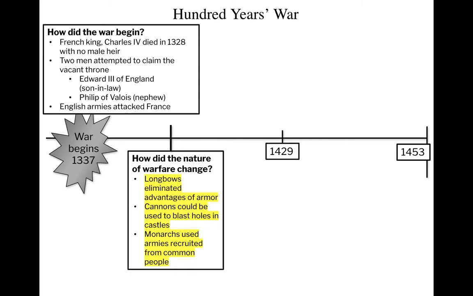So the nature of warfare is really going to change in that longbows will eliminate the advantages of armor. The arrows could pierce the armor that was being used. Eventually, gunpowder will be introduced, so cannons could be used to blast holes in castles. So fortifying yourself in a castle is not nearly as effective as it was before. And monarchs used their own armies that were recruited from common people, so they didn't have to rely on the nobles to provide soldiers anymore.